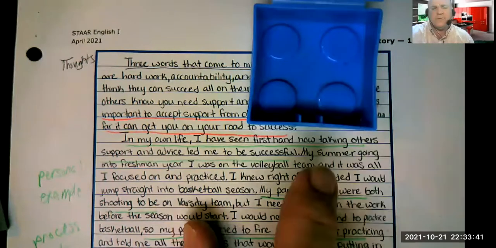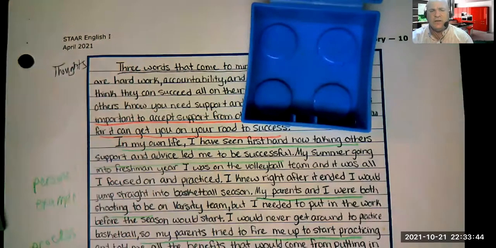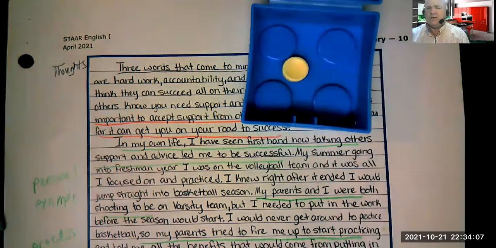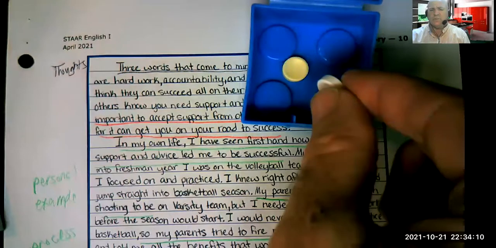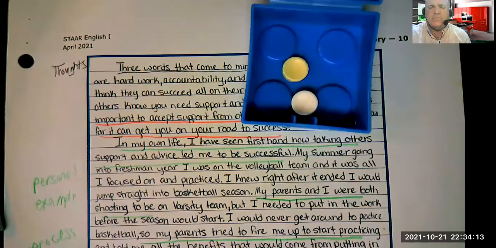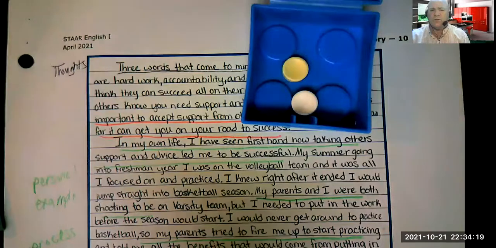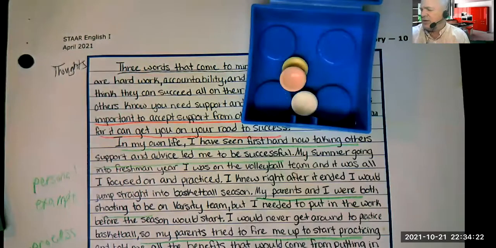In my own life, I have seen firsthand how taking others' support and advice led me to be successful. So, period. That's a transition to the body. What they're basically saying is, I'm going to tell you from my own experiences how getting support from others helped me. I like the "in my own life" because they didn't say "my first reason." Okay, because they added the word advice, I'm going to add an extra one. "Led me" is a great phrase.